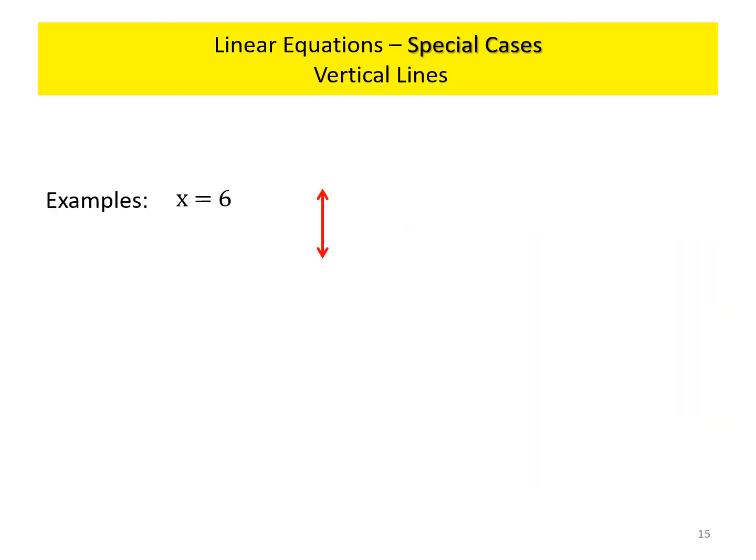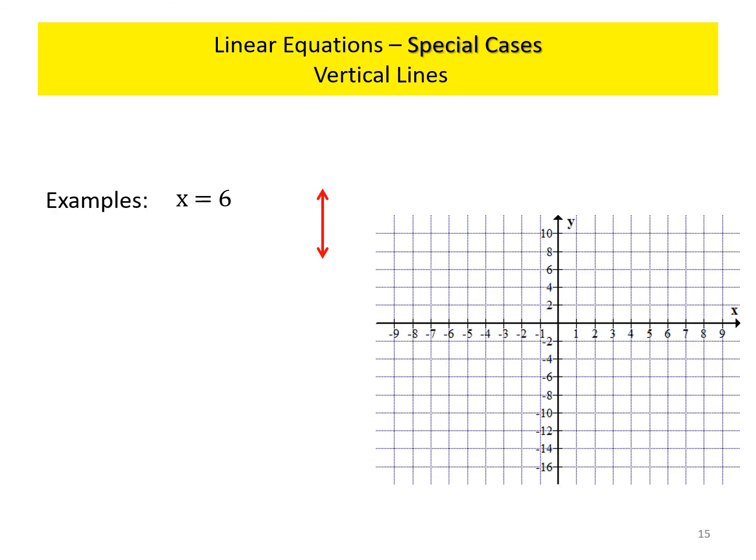The example, x equals 6. Let's plot this, and notice if we stand at 0 and we go to x equals 6 right here, and everywhere we want x to equal 6. And notice if we pick points there, x would equal 6 and the y values would change.